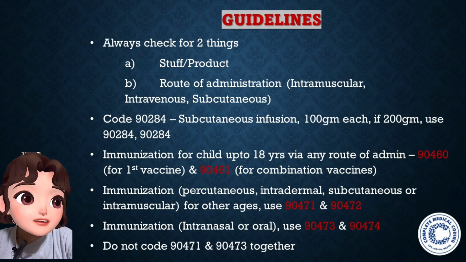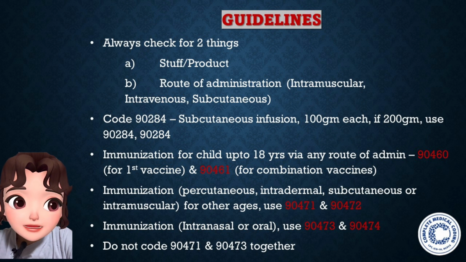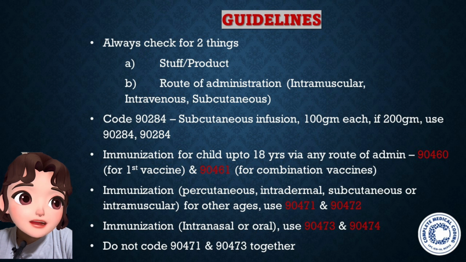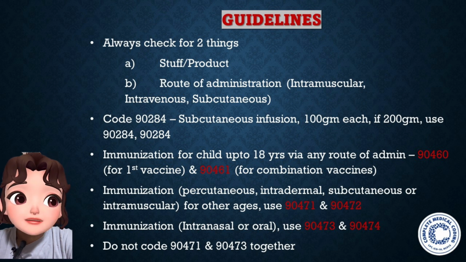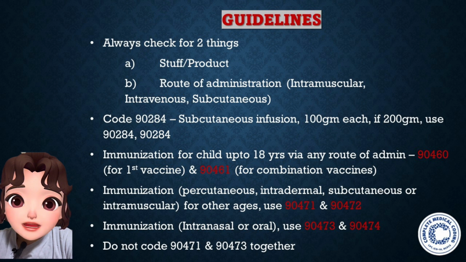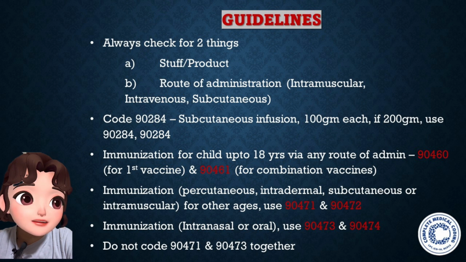Now, immunization for a child up to 18 years of age via any route of administration. It can be intramuscular, intravenous, subcutaneous, intraoral, any route of administration. You need to code 90460 for the first vaccine, and for the additional vaccine, if it is a combination vaccine, for the additional component, you need to use the code 90461.